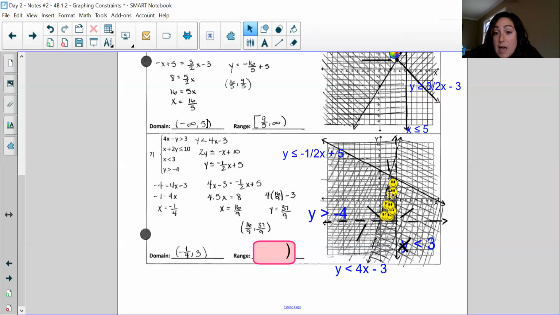So my range is everything from negative 4 to 37/9, non-inclusive, because if one of the intersection points is on a dashed line, like this one is, it's not part of the solution, because it has to be a solution to everything in order to be a solution to the whole thing.